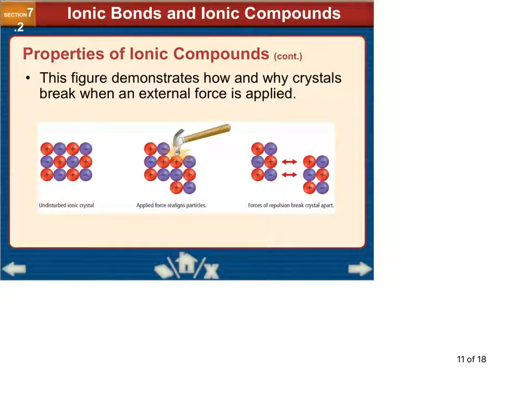Little illustration of why, if we apply a force to it, they break apart. They're fairly brittle. In an ionic crystal, we've got alternating positive and negative charges. We apply a little force to that. We can get two positive ions next to each other, two negative ions, and we have a force of repulsion, and it breaks it apart.